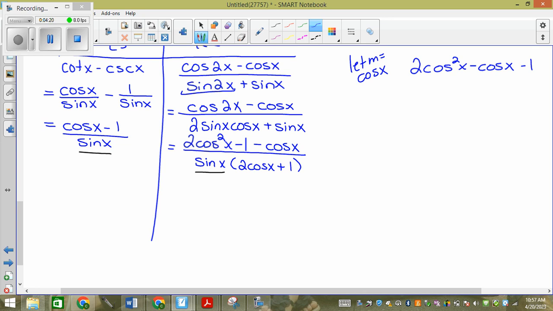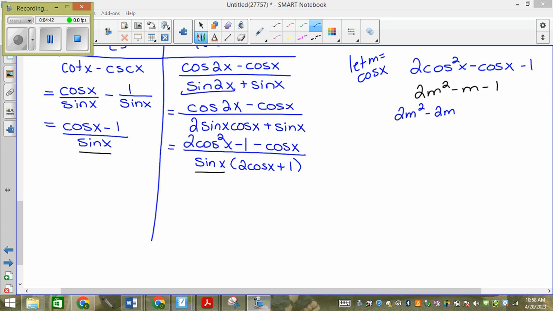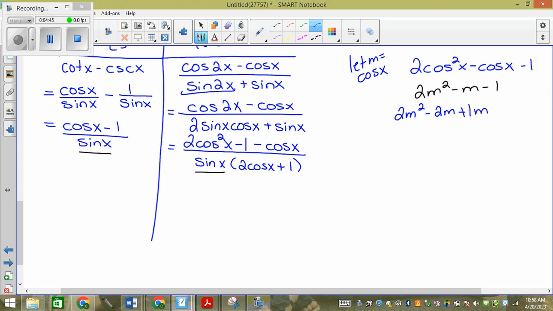Okay, so we get 2m squared minus m minus 1. What can I factor that? What multiplies to give me negative 2 and adds to give me negative 1? Yeah, negative 2 and 1. So I get 2m squared minus 2m, plus 1m minus 1. We group, we take out a 2m, and we're left with m minus 1. Plus 1, m minus 1. And we get 2m plus 1, m minus 1.